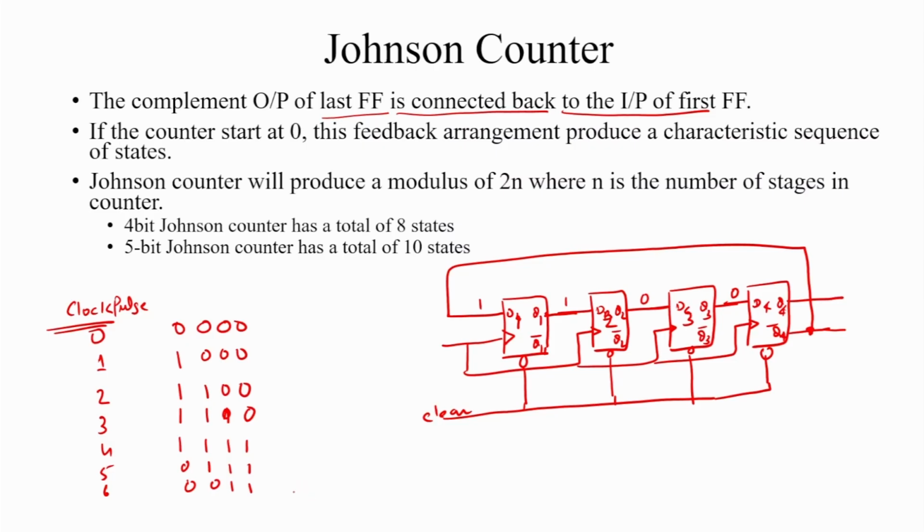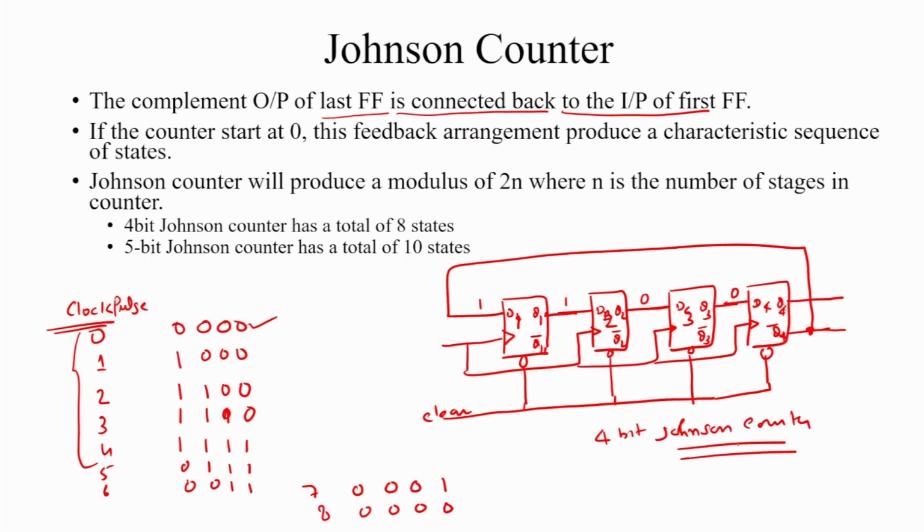In the next clock cycle 7, this goes here, that is 0 0 0 1. In the next clock cycle 8, again this is 0 0 0 0, means it starts the same counting sequence again. So this is the case of a 4-bit Johnson counter. How many states are there here? 0 to 7, and 8 is the same as the first. So in total 8 states are counted by a 4-bit Johnson counter. This is the 4-bit Johnson counter.